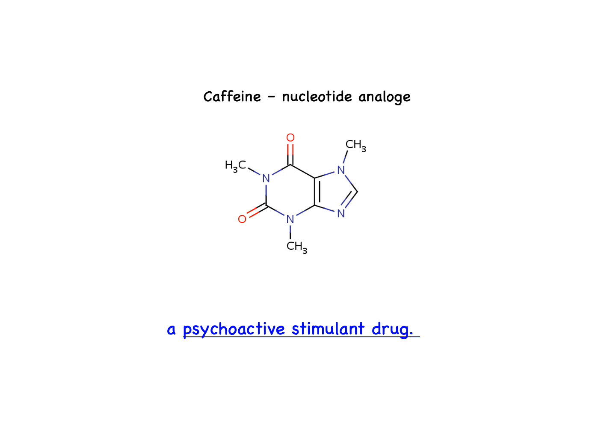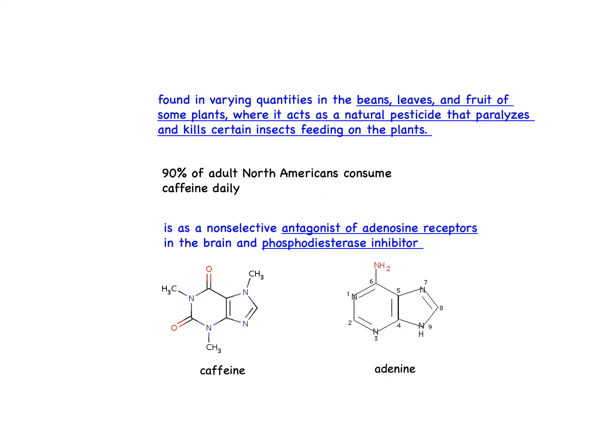It also contains some methyl groups that have been added. And this is a drug that's found in a large variety of plants, particularly at high concentrations in coffee, as we're all well aware of. But it appears to be a natural pesticide that the plant uses as a defense against insects. But the vast majority of people in this country consume caffeine or other similar drugs every day. And again, you can see the similarity between caffeine and adenine.